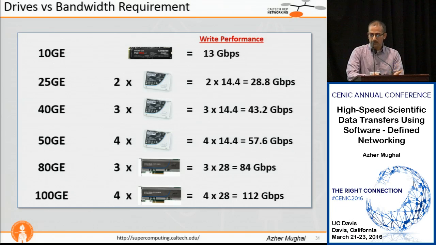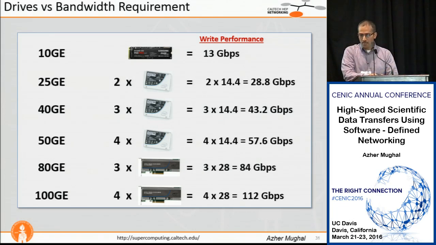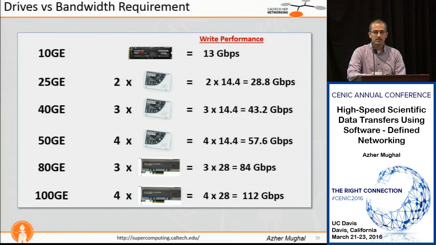So the top one is a Samsung M.2 drive. It can do 13 gigabit per second, so a single drive is good enough for a 10 gig NIC. For a 40 gig, you need 3 Intel drives, which can write at 43.2 gigabit per second. And for 100 gig, you need 4 of those new Intel drives. I'll show you on the next slide.